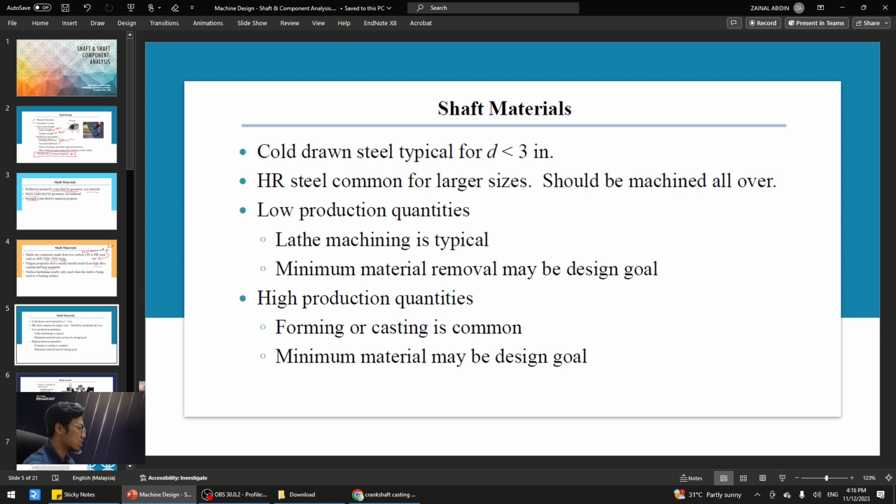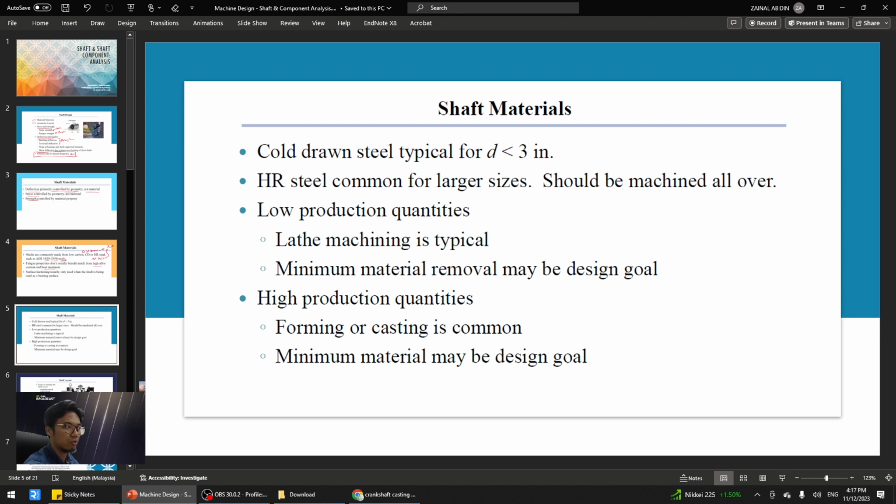Lathe machine ni satu mesin yang buat apa-apa saja komponen yang dia akan rotate. Selalunya lathe machine ni nak buat shaft lah, crankshaft pun boleh juga, ataupun camshaft, selalunya menggunakan lathe machine. Tapi lathe machine yang ada CNC lah, bukan lathe machine yang manual. Boleh juga menggunakan manual, tapi you perlukan high precision kalau nak buat camshaft ataupun crankshaft. Kemudian untuk low production quantities, selalunya dia akan menggunakan minimum material removal untuk buat shaft tu lah.